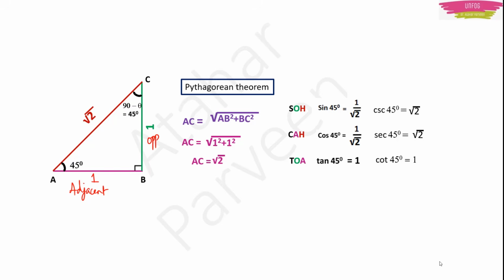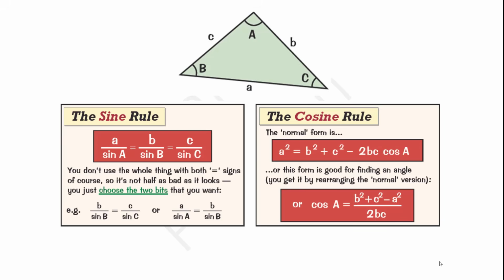Okay, this is how we play with the right angled triangle, and we can find the trigonometric ratios. Now there are two basic rules which we should know when we learn trigonometry. The first rule is the sine rule.